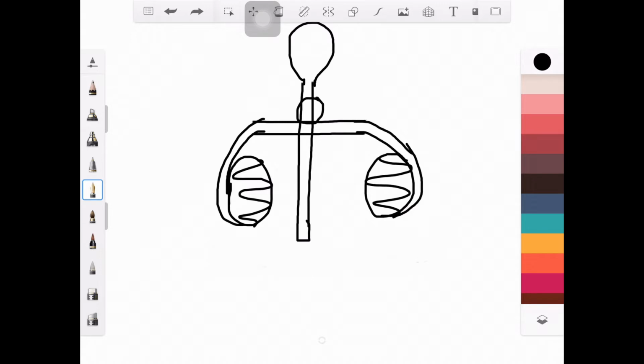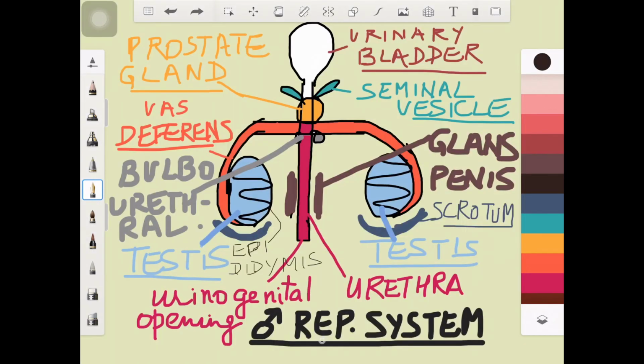And some more features to be added like this. And finally, it is done. So this is the complete diagram of the human male reproductive system, and it is labeled, as you can see.